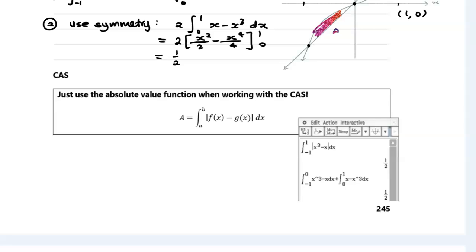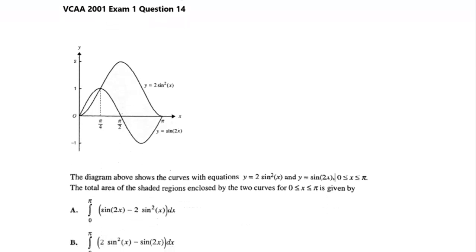Using the CAS, it's a lot more straightforward. So we used a technique like this when we did it by hand. We had to break it up into its various regions. But the CAS is quite elegant. If we just pop a magnitude sign around it and do it for the whole interval, it can work it out. So just use the absolute value function when working with the CAS. Really convenient. Okay, let's look at an exam question.